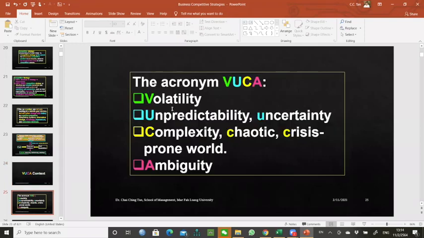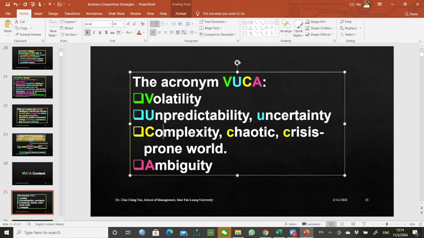VUCA context is volatility, so things are very volatile, unpredictable, or uncertain. Complexity means that you do not have much understanding of the exact structure, so the industry is pretty complicated, more than complicated, and chaotic and crisis-prone. Nowadays the world seems to be in this state, and there is still a certain shape of predictability, provided that the complexities are not so complex. And ambiguity means some unclear issues.